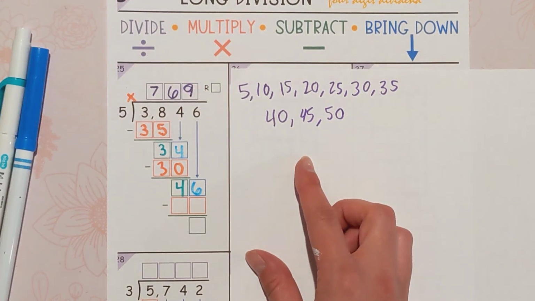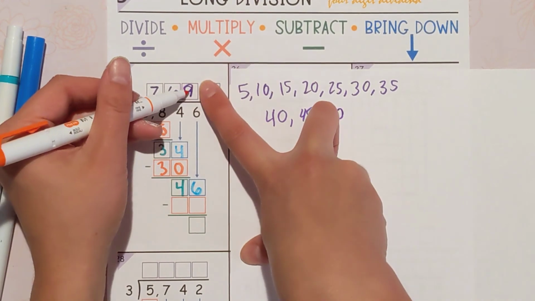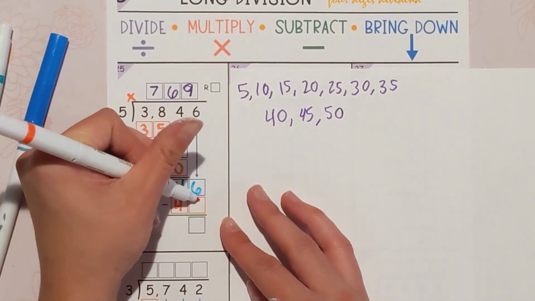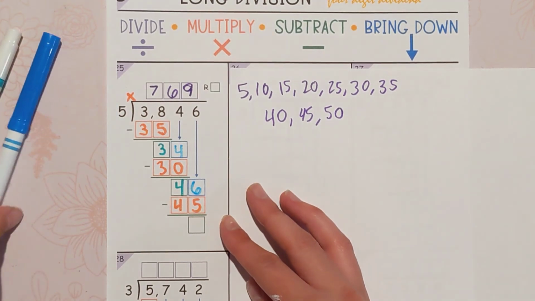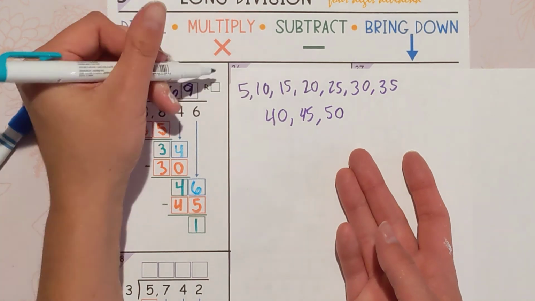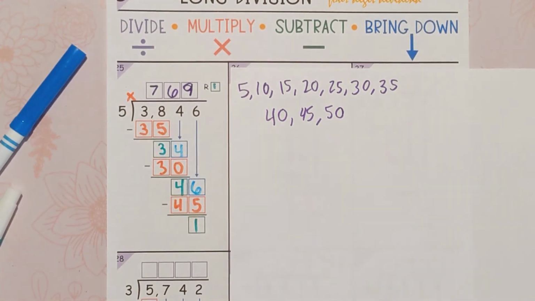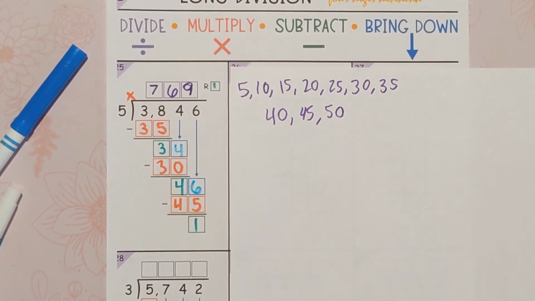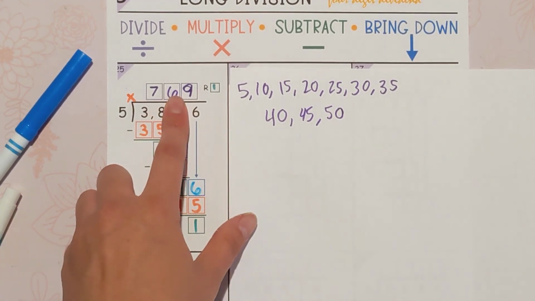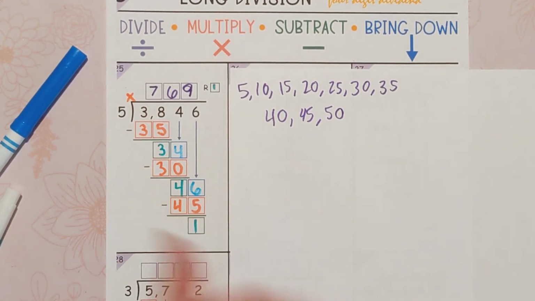And what is our next step? We're going to multiply that 9 right back with the 5. 9 times 5 is 45. Our next step is to subtract. And where does that 1 go? It's our remainder. So if you have 3,846 items and you split them into 5 groups, you would have this many in each group, but you'd have 1 left over that you couldn't do anything with.